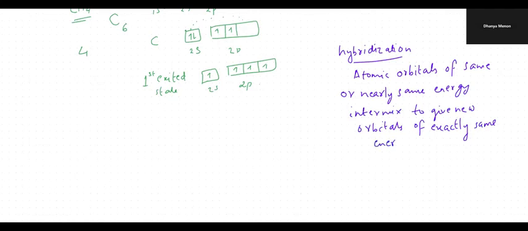But what is the necessary condition? The atomic orbitals must have the same or nearly the same energy. Okay, then only they can intermix. For example, here 2s and 2p have exactly the same energy because the principal quantum number n is the same. So these 2s and 2p intermix. How many s orbitals are there? 1. How many p orbitals are there? 3 of them. So 1, 2, 3, 4. So how many do we get? 1, 2, 3, 4.